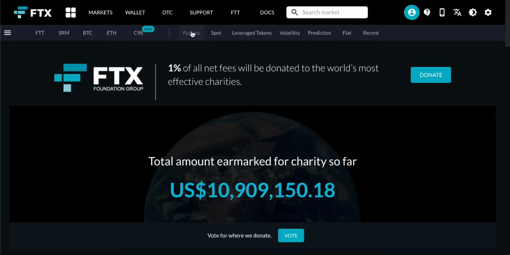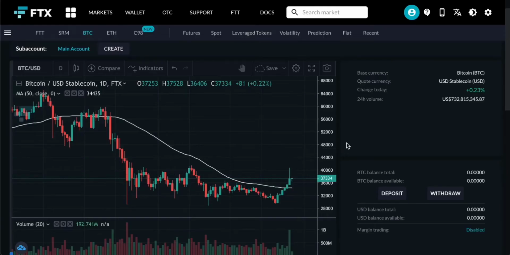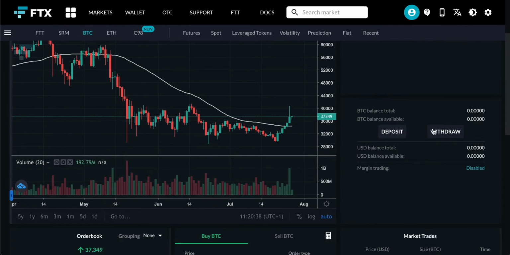FTX is a low-cost crypto exchange with fiat on and off ramps, meaning you can deposit and withdraw to your bank as long as your bank supports it. In this video, we'll go through getting set up on FTX exchange, ID verification, deposits and withdrawals, how to trade crypto on the exchange, and some other important features on the platform.